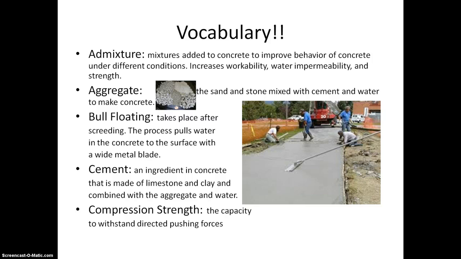First, we have admixture, and this is a mixture added to the concrete to improve behavior of concrete under different conditions, such as increasing workability, water impermeability, and strength. Aggregate is the actual sand and stone mixed with cement and water to make the concrete.